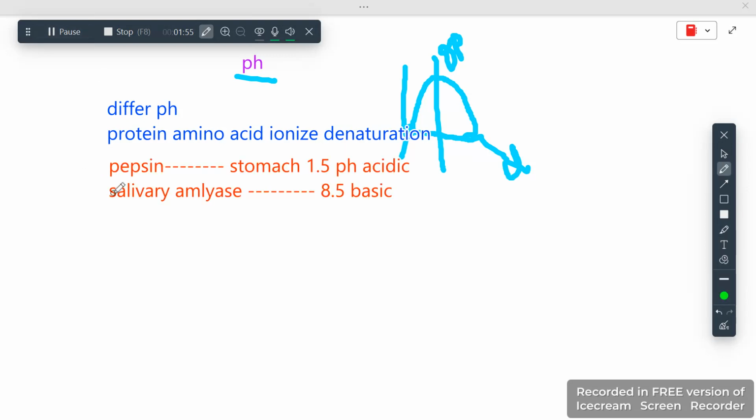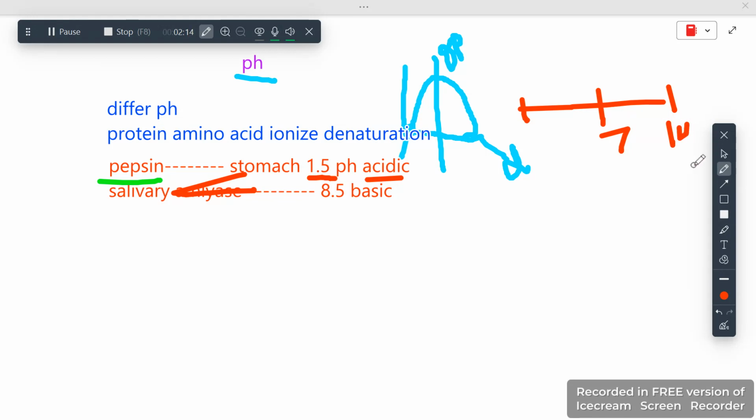I've written an example here: pepsin, which is secreted in the stomach and has a pH of 1.5. This means that it is acidic. Here we have the pH scale. The middle point is 7, which is neutral. Here we have 1, and the last point is 14. Above 7 up to 14 is basic, and 1 to 7 is acidic. I'm just writing that this one is acidic and this one is basic. So this was the example.